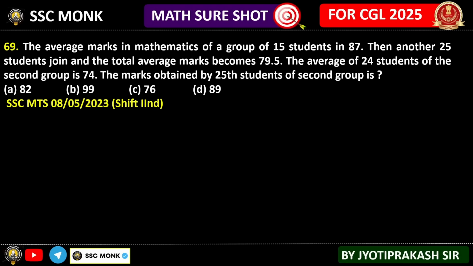Next, the average marks in mathematics of a group of 15 students is 87. Another 25 students join and the total average marks become 79.5. The average of 24 students of the second group is 74. The marks obtained by the 25th student of the second group is what? 15 guys were here. Their average was 87. 25 guys came. Their average was very low than 87. So these guys contributed their marks to these guys and their average became 79.5.